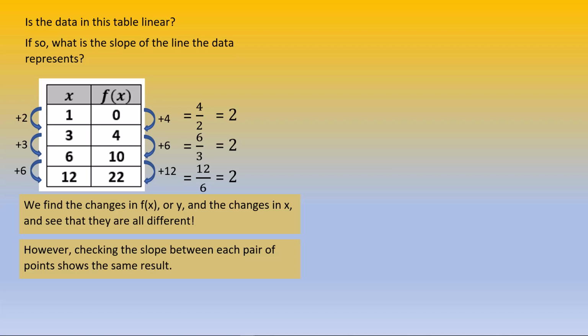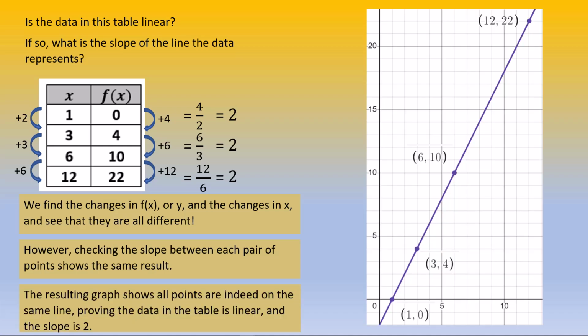4 over 2 is 2. 6 over 3 is 2. 12 over 6 is 2. The resulting graph shows all points are indeed on the same line, proving the data in the table is linear, and the slope of this line is 2.